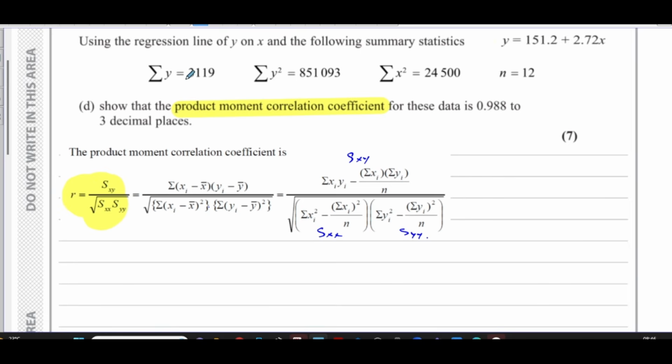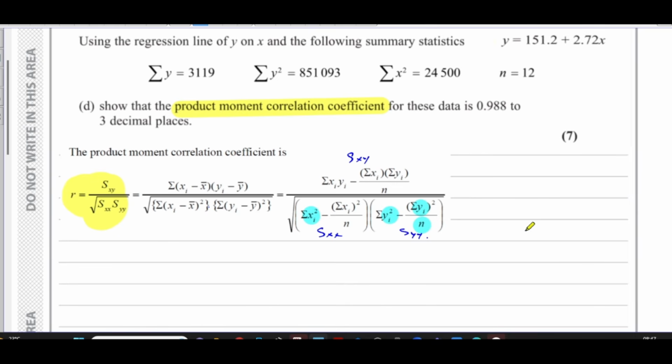Now, they gave us some things in the summary. I'll highlight the things that we have under a different color. So, for example, we have the sum of Y. We have the sum of Y squared. We have N. So I can find SYY directly. We've also got the sum of X squared, which is this.